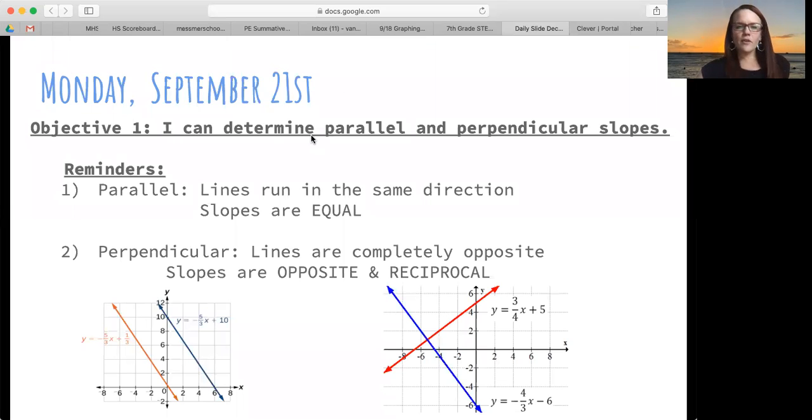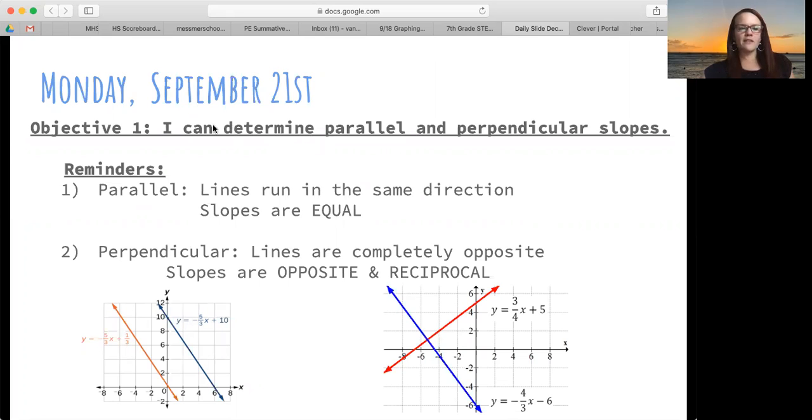Okay, today's lesson we are going to go over parallel and perpendicular slopes. So we have two objectives today. The first one is on just identifying parallel and perpendicular slopes, and the second one is going to be making the equations using parallel and perpendicular slopes. So there'll be times where we'll pause and you can go to the learning log and try if you want, or you can just power through.